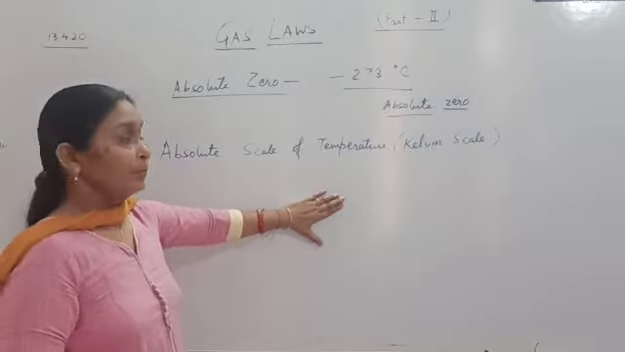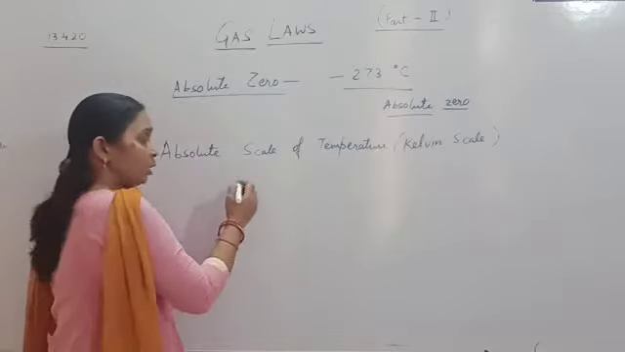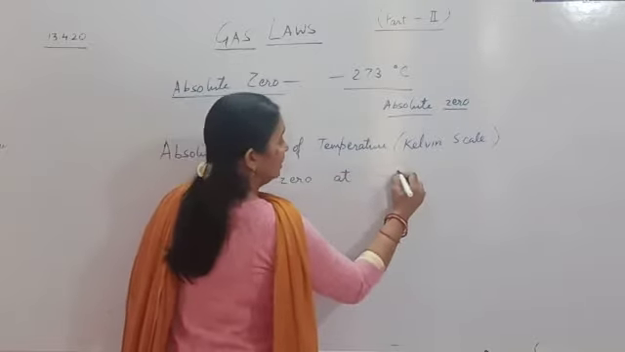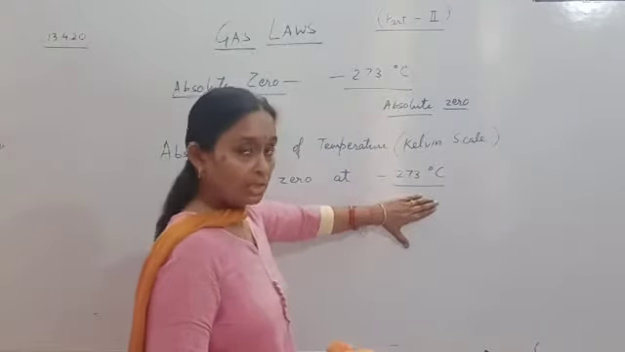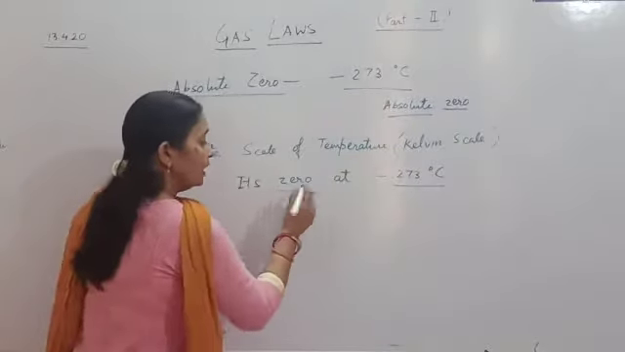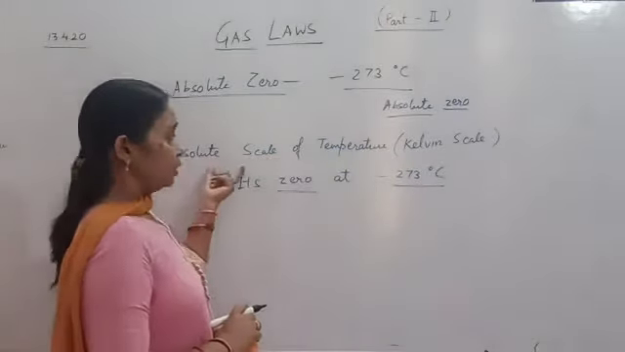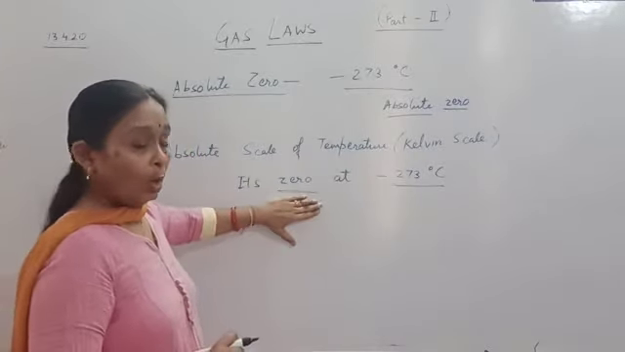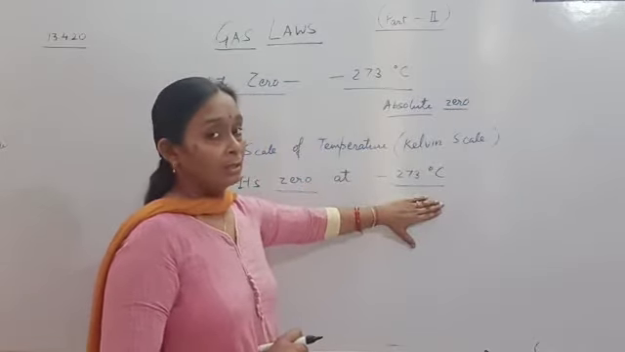Now we are going to see another scale that is known as the Kelvin scale. Now what is the Kelvin scale? Kelvin scale is that scale which has its zero at minus 273 degrees Celsius. Means in Celsius scale, the temperature minus 273 degrees centigrade will be equal to 0 Kelvin on the Kelvin scale. Again, I am repeating, the absolute scale or Kelvin scale is that scale of temperature which has its zero at minus 273 degrees centigrade in Celsius scale.